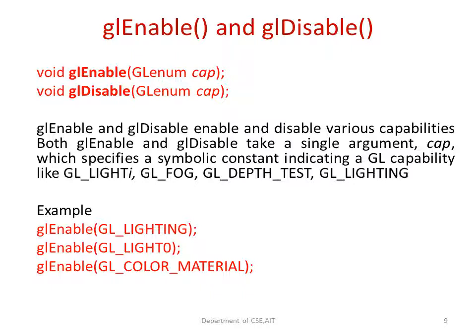An example would be, suppose I am enabling a lighting effect. Then I have to give GL enable GL lighting. Suppose I want to switch on light number 1, then I have to give GL enable GL light 0. Similarly, if I want to include some material properties, the color material properties in my scenario, then I have to make use of GL enable GL color material. Similarly, the opposite APIs can be written for the disable also. When we want to switch off the light, when we want to remove the color material property, or when we want to remove the lighting effect in my scene, you can include the API which is called GL disable.